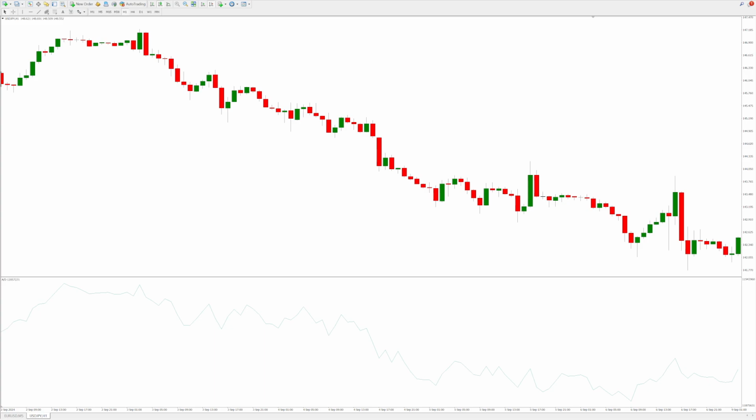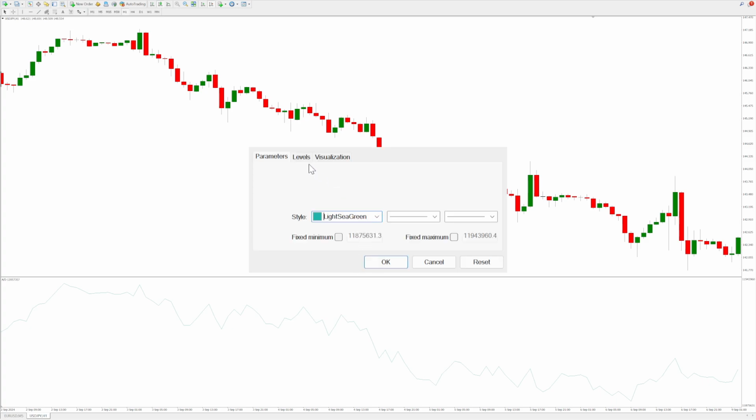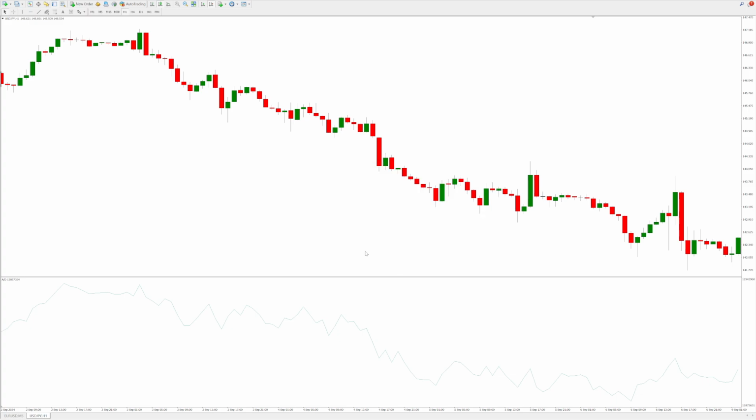Hello traders, in this video I'm going to give you an overview of the Accumulation Distribution Indicator. This is an indicator that is available for free on most trading platforms. Here I'm using the MetaTrader 4 MT4 platform, which does have the indicator built in. So I'm just using it here, as you can see, with the default settings.